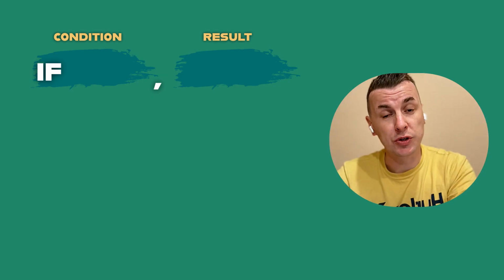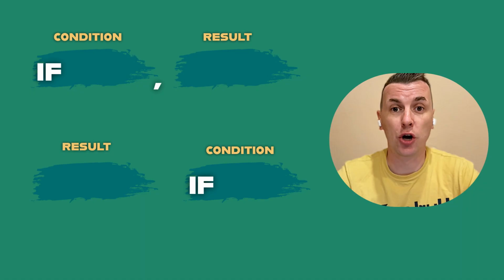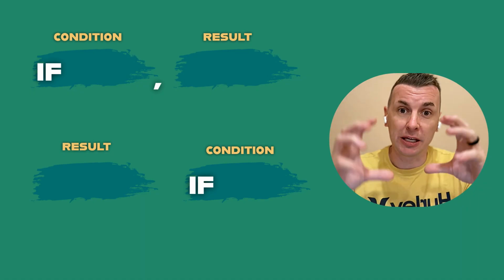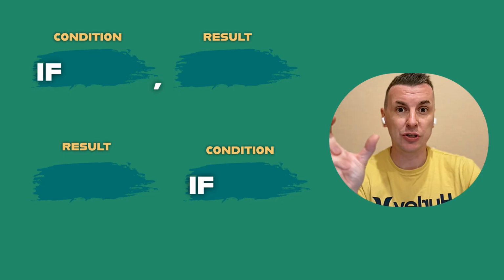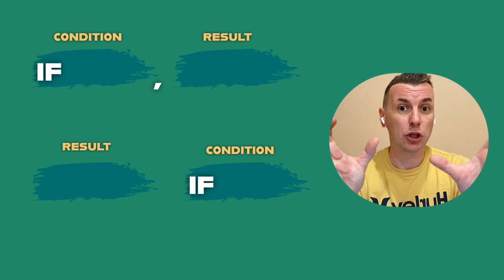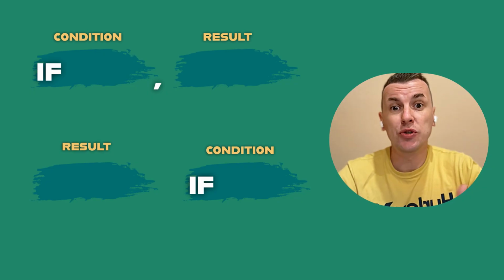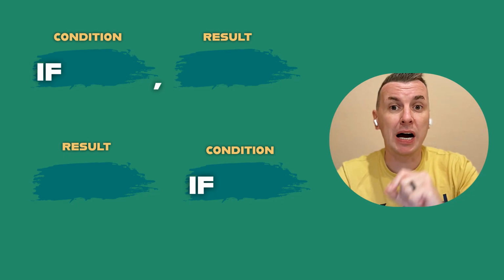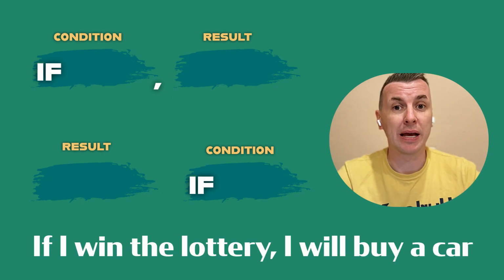Now, we mentioned that you can switch these two sentences. You can start with the result and finish with the condition or the if clause, as they call it. Now, if you write the sentence, you don't need to put a comma in between of these two small sentences in this case. Okay? So the condition and the main clause, the main sentence where we see the result. And we used that one example in that previous video. If I win the lottery, comma, I will buy a car.